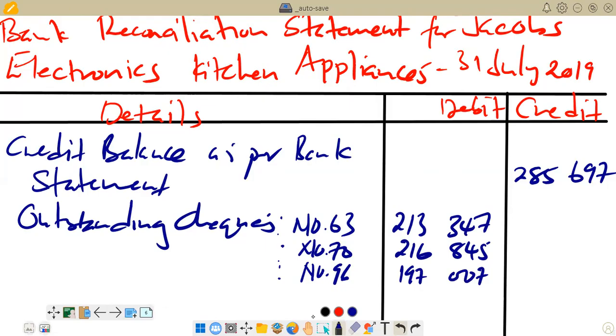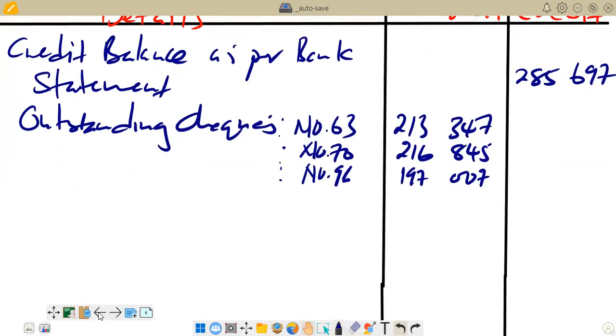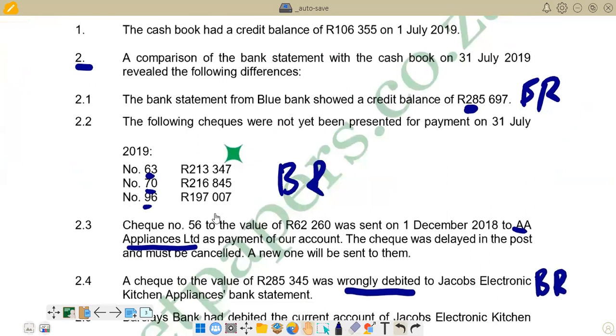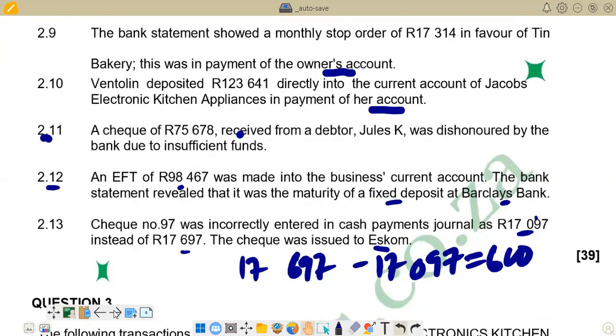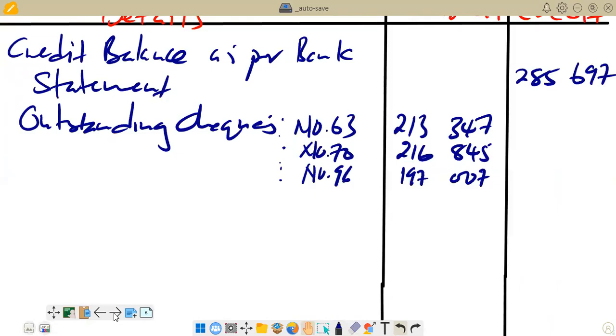Then obviously we can go and check what we have next. Another item that is affecting our bank reconciliation is item 2.4. A check to the value of 285,345 rands was wrongly debited to the Jacob Electronics Kitchen Appliance bank statement. So this one is on the debit side, but it's not supposed to be there. So you have to remove it. By removing it, go to the opposite side, which is the credit side of the bank statement. So we can go and enter that one. This is a bank error. A mistake was done, so we need to correct it. We are correcting it by crediting. So we are saying credit bank error.